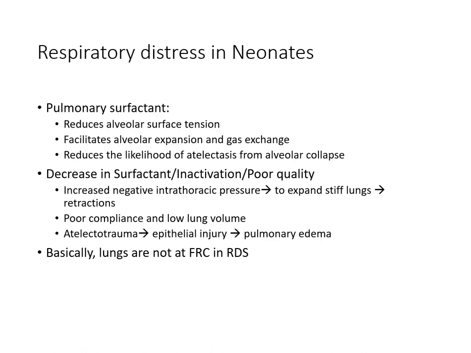Coming to the causes of respiratory distress in neonates, the most important and most common in preterm infants is surfactant deficiency. Pulmonary surfactant is produced by the type 2 epithelial cells. It reduces the alveolar surface tension, thereby facilitating alveolar expansion. Gas exchange happens because the alveolus is open, and therefore it reduces atelectasis. When you have a decrease in surfactant, or surfactant is inactivated for any reason, or the quality is poor, you can have alveolar collapse.